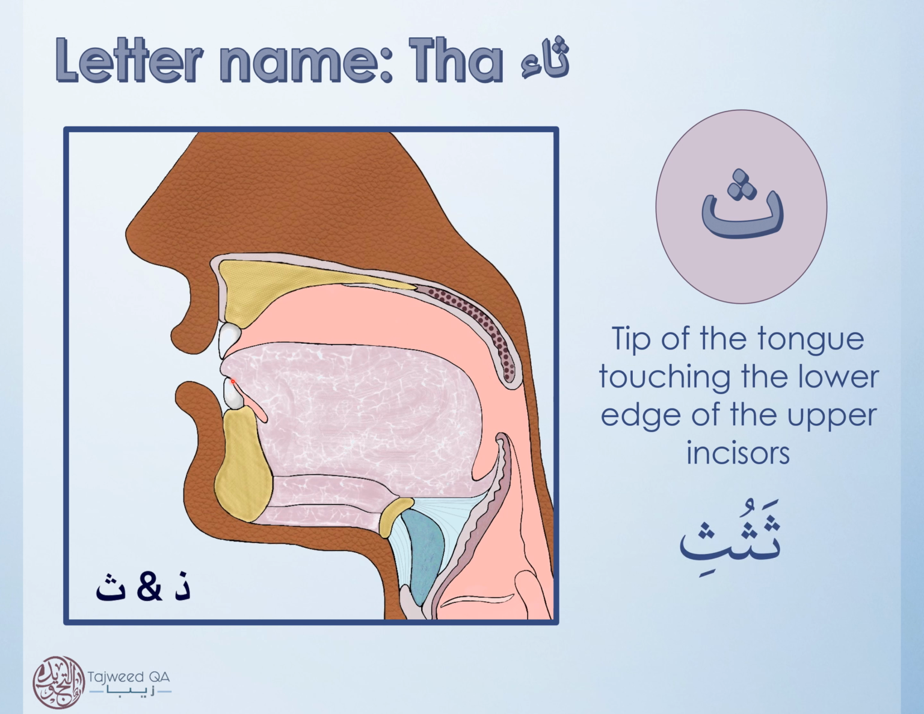So the difference between the th sound and the tha sound is that in the tha sound there's a clear running of sound and there's a clear running of breath. So when we put the three vowels on them, the fatha, dhamma, kasra, tha, thu, thi, tha, thu, thi.